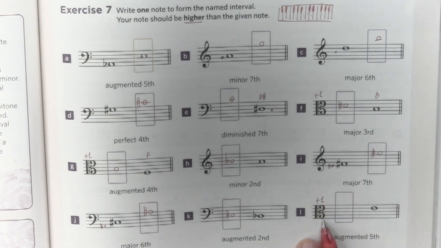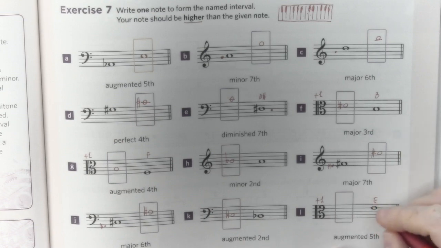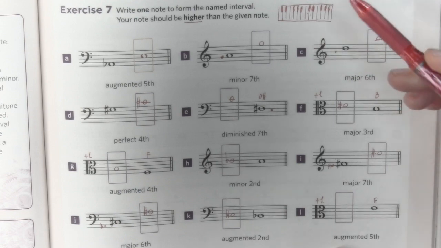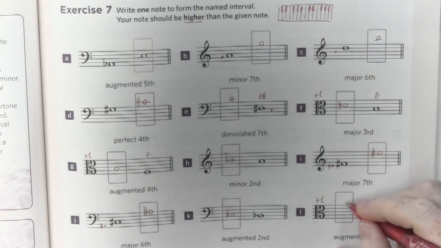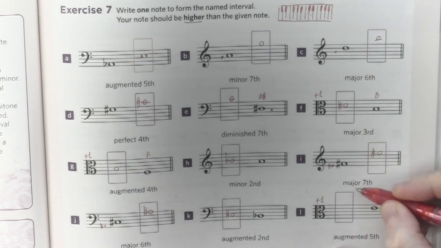Alto clef is treble clef plus 1. So augmented fifth from E is B, first of all. And to write a B, I need to write an A.